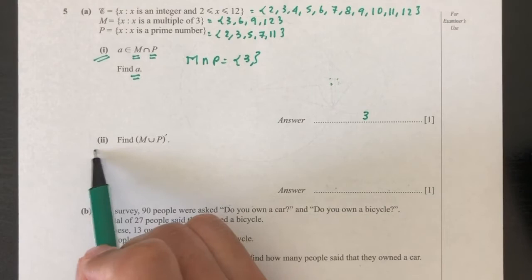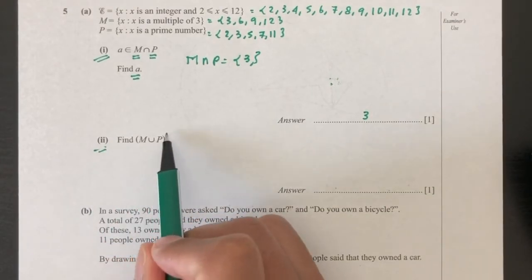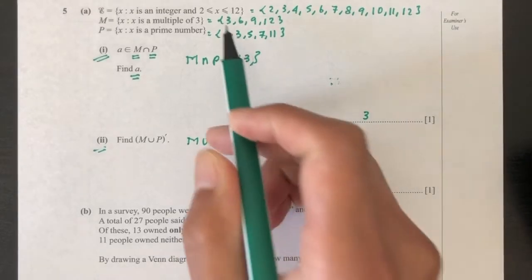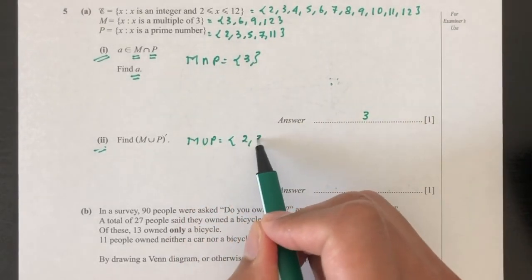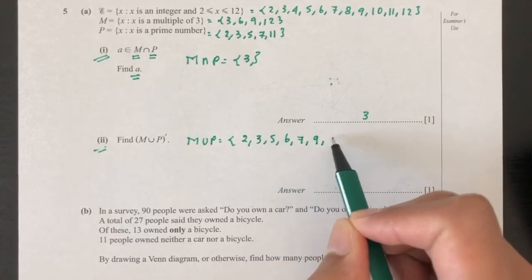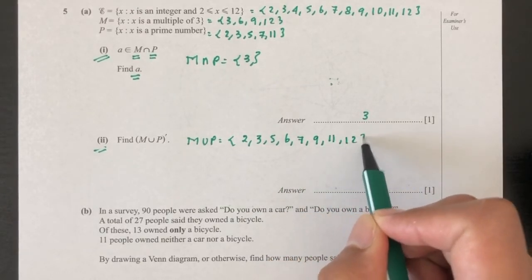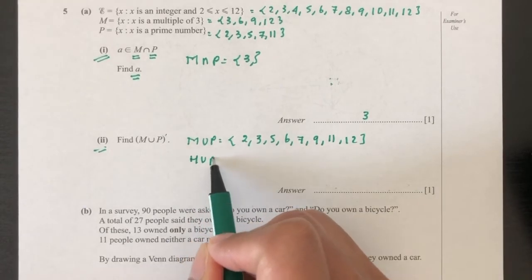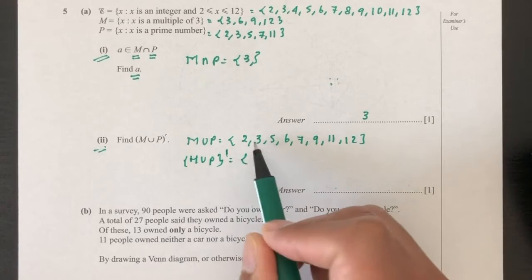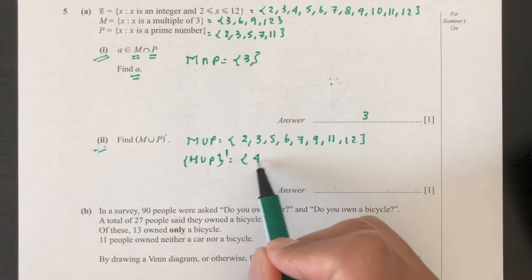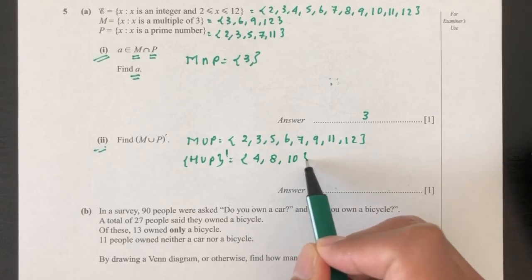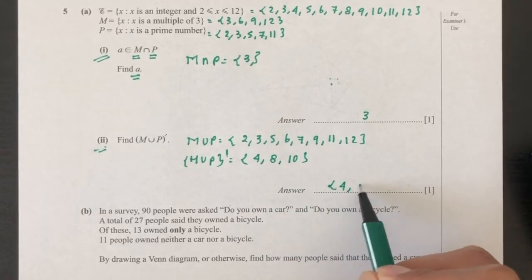Now for part 2, find M union P prime. So first let's find M union P. So that will be these two together. We have 2, 3, 5, 6, 7, 9, 11, and 12. So what is the prime of this set now? The prime will be outside of this, that will be 4, 8, and 10.